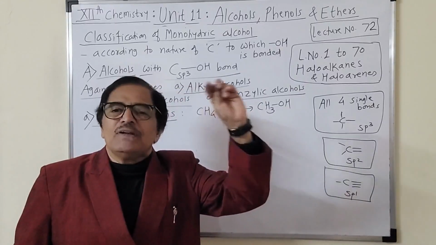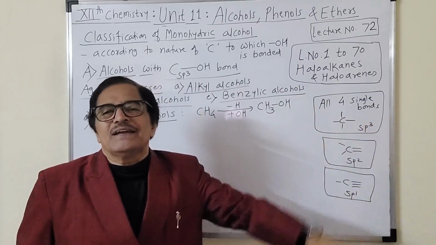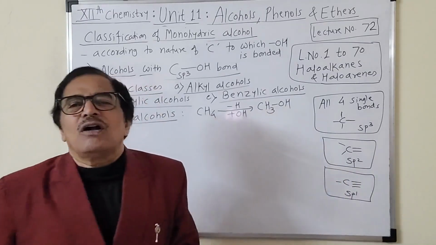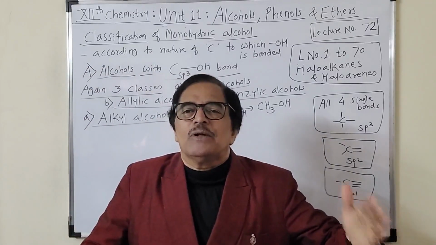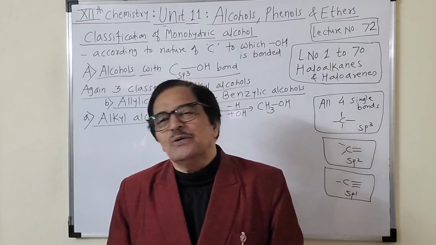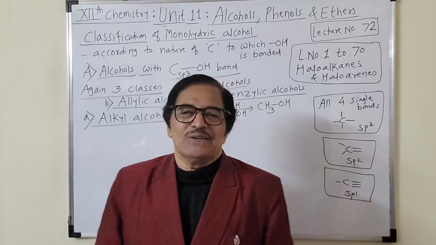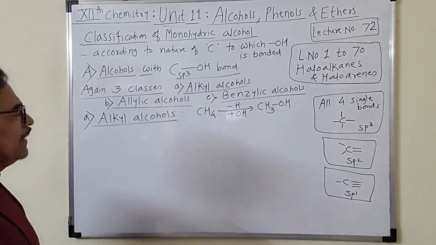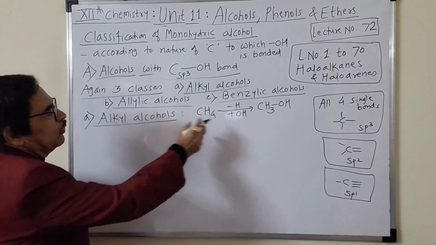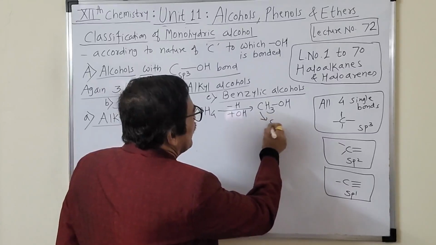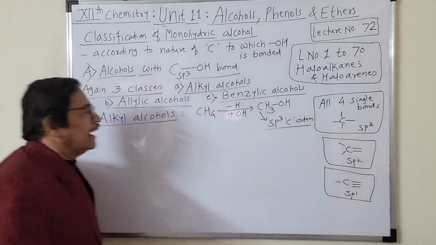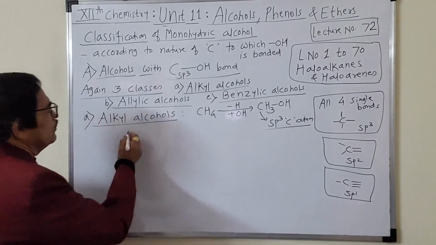So one hydrogen atom is replaced by one OH group from the alkane. Because alkanes have all carbon atoms sp3 hybridized, no doubt here OH is bonded with the sp3 hybridized carbon atom only, and no other. So I will write alkyl alcohols, of three classes. Here OH is attached to the sp3 carbon atom, and that's why it is called alkyl alcohol. Now it has 3 types.